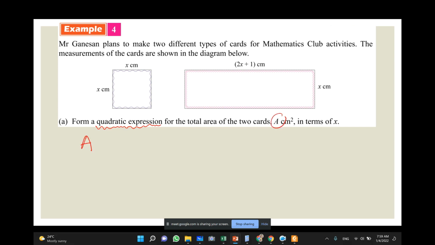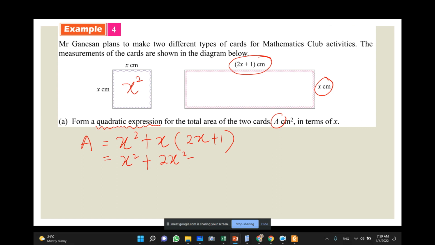So we are going to write the area for the quadratic expression. That will be the area of the square here. This is x times x, we will get x squared. And the area for the rectangle will be 2x plus 1 times x. So I will write the x first, that will be easier, and 2x plus 1 at the back. And we continue solving it: x squared plus x times 2x will be 2x squared plus 1. So the total will be 3x squared plus 1.